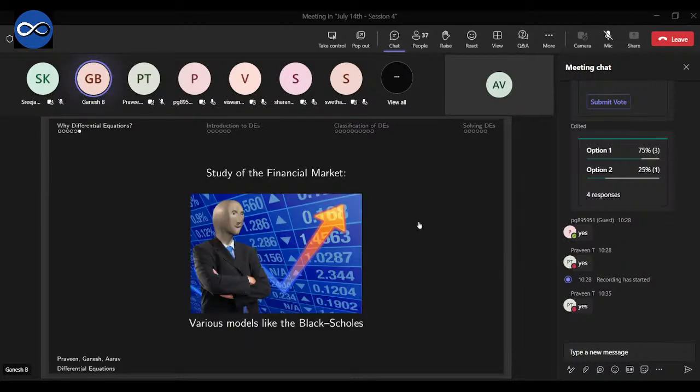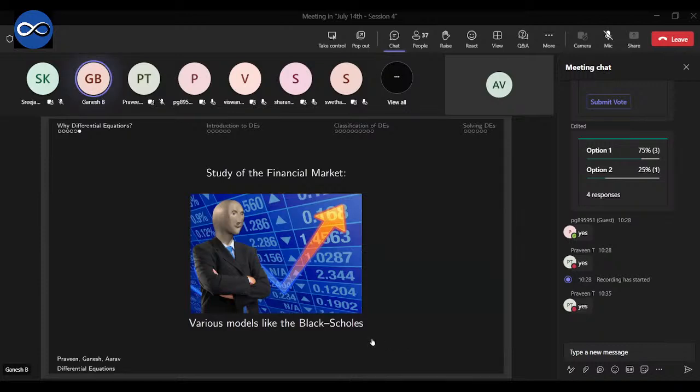And the study of financial markets. Everybody is talking about economics, about finance, crypto, and stuff. You can model a lot of these investment and financial market things, factors considering the investments, the trade rate, and so on, using differential equations. A very popular such model is called the Black-Scholes model. You can research about it more after the session.